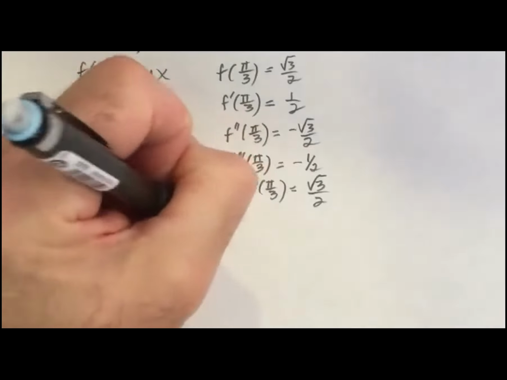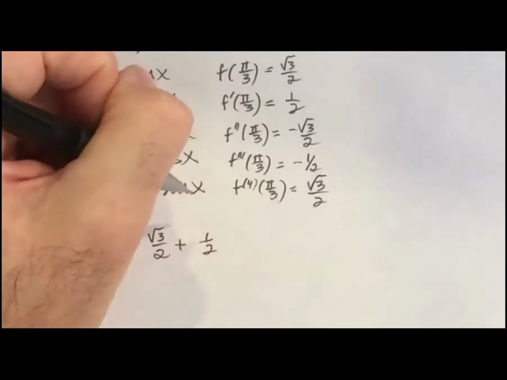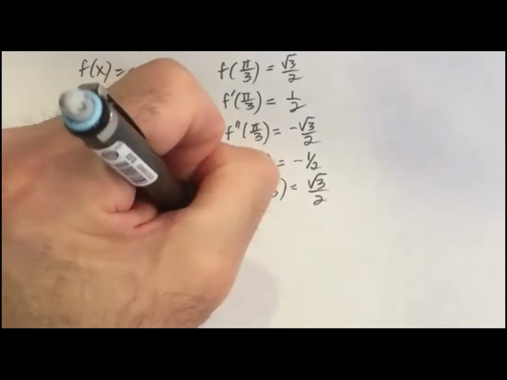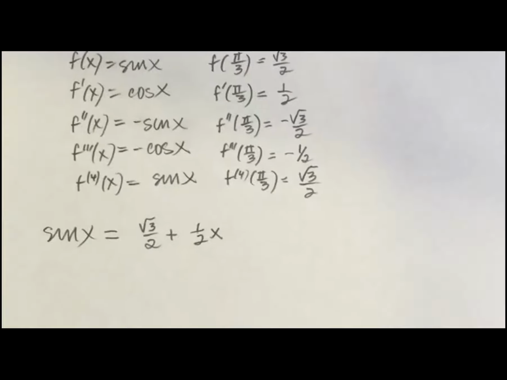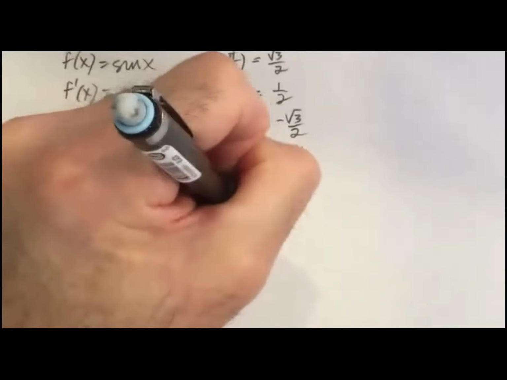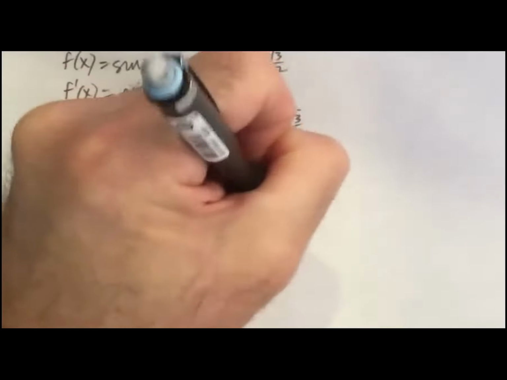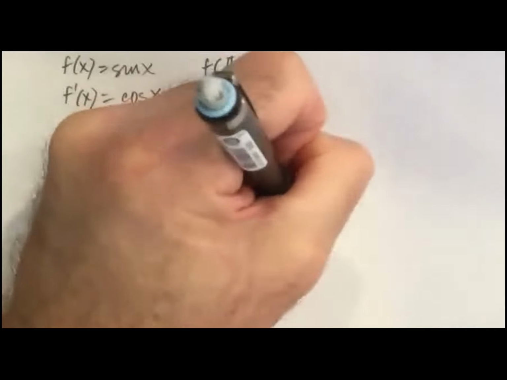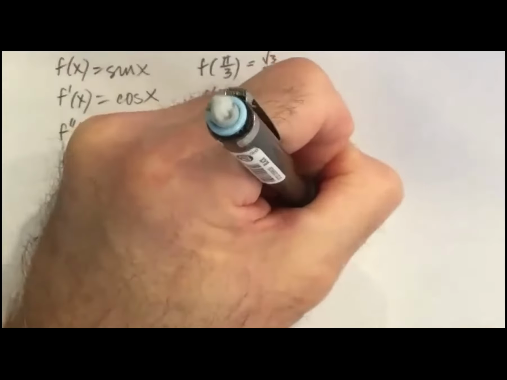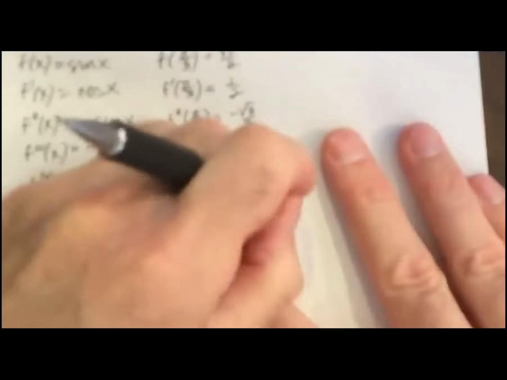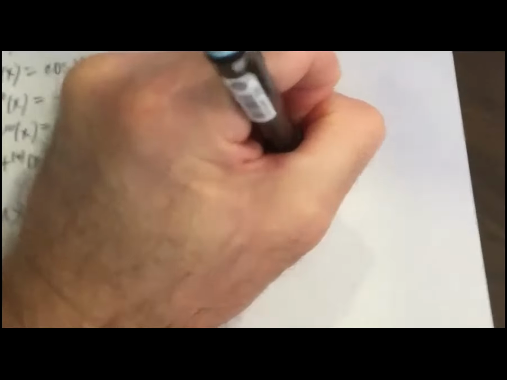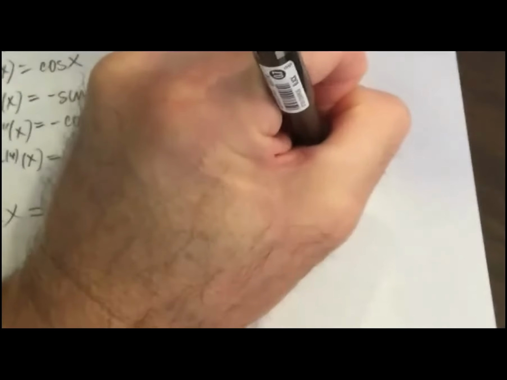So what is it? It's 1/2, 1 over 1 factorial, x to the first power. And then we've got minus root 3 over 2, and then we've got a 1 over 2 factorial down here, x to the second power. And then we've got a minus 1/2, 1 over 3 factorial, x to the third power.